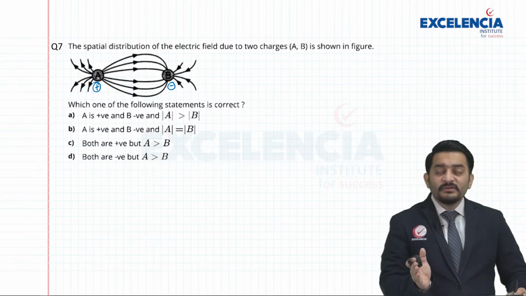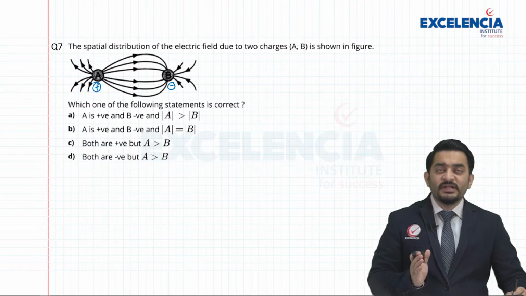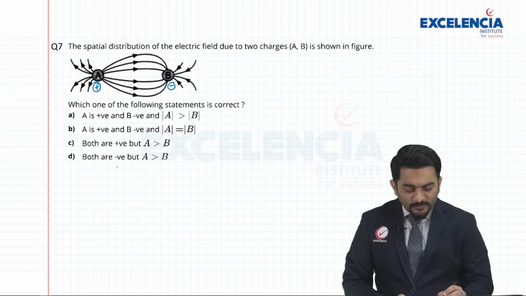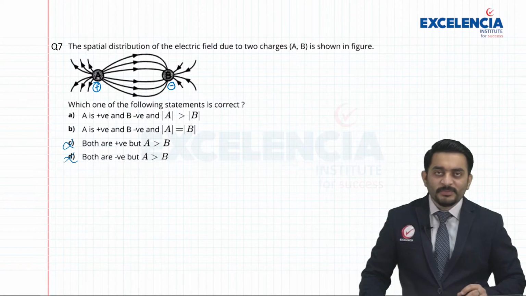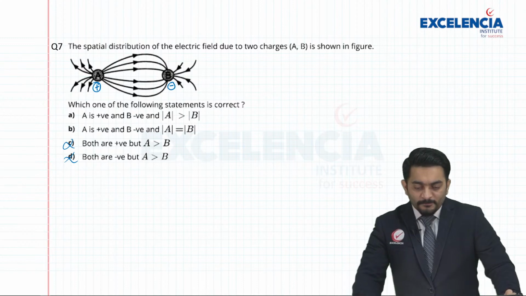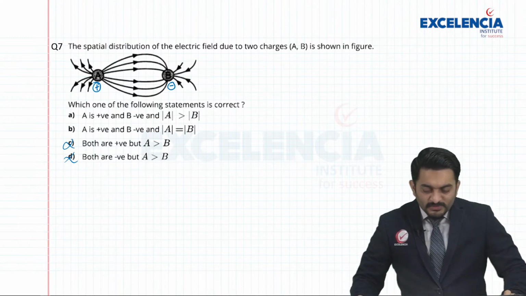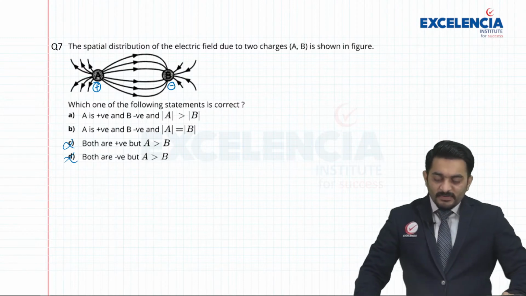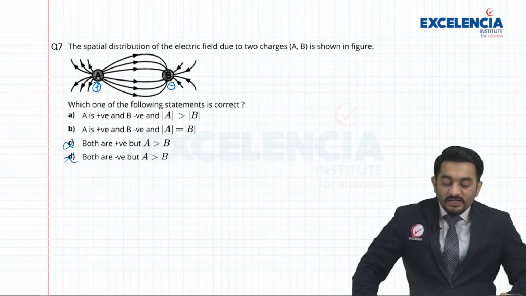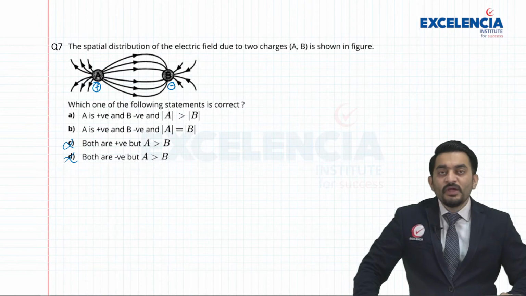I have assigned the nature of the charges, positive and negative. So in whichever options they say both are positive or both are negative, forget about these, because you can discard these options the moment you see the diagram. Now in A and B, both say A is positive and B is negative, and now we have to give the relation whether A is equal to B or A is greater than B.